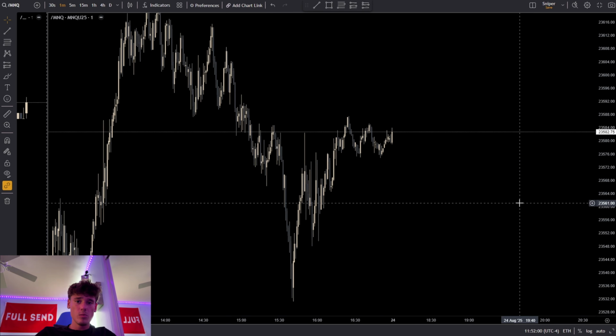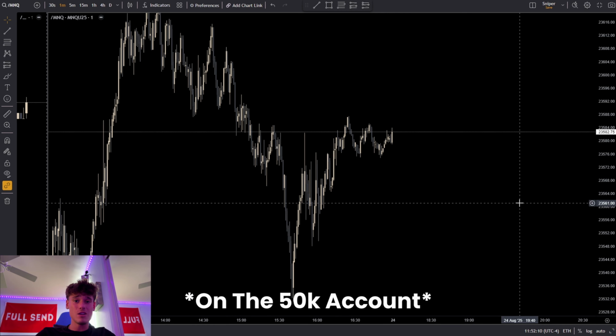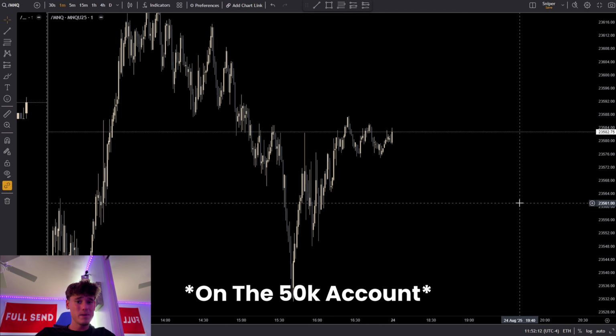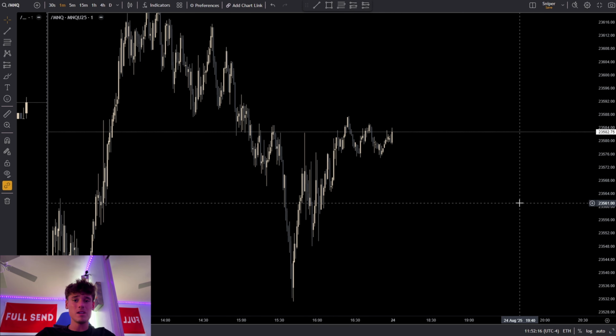So starting off with MNQ, which is the micro mini Nasdaq. Each pip in the market is worth $2. But think about it. You can trade up to 50 contracts. So each pip $2, 50 contracts, it adds up. You can make a good amount of money.